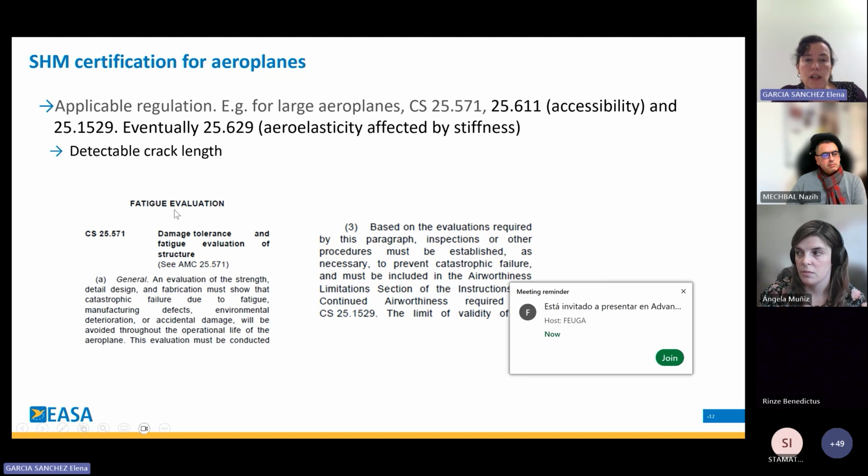Then the applicable regulation, the core regulation is 25.571, which requires showing that there will be no catastrophic failure due to fatigue. So some analysis of damage growth is done, and inspections are set in place to show that damage will be detected before it's catastrophic. What is affected in this case is the detectable crack length. It's different if an inspector goes and looks, or if there is a sensor. So the probability of detection has to be sufficient for the crack that you think you are going to detect.